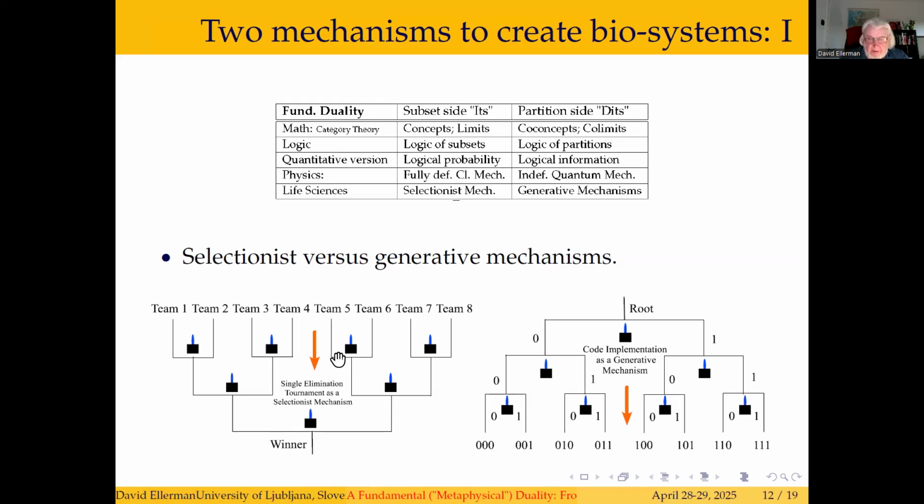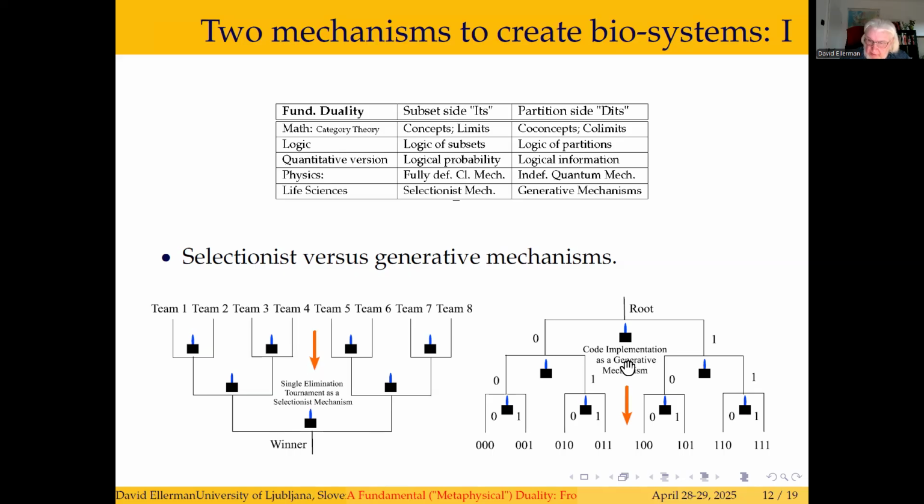And here we have two examples of opposites. Remember, in category theory, the duality is reversing the arrow. So here you've got two different tree diagrams just reversed. Here is a selectionist mechanism, like a single elimination tournament. You have all these teams, and all the teams have to exist in order for them to compete against each other, red in tooth and claw. And each competition gives you a winner, so the switch goes one way or the other, and finally you get to a winner. So that is an example of a selectionist mechanism, single elimination tournament.